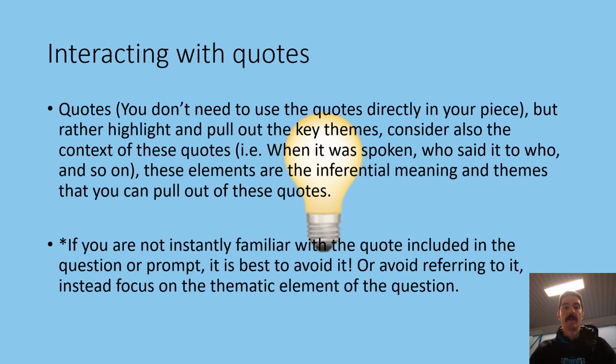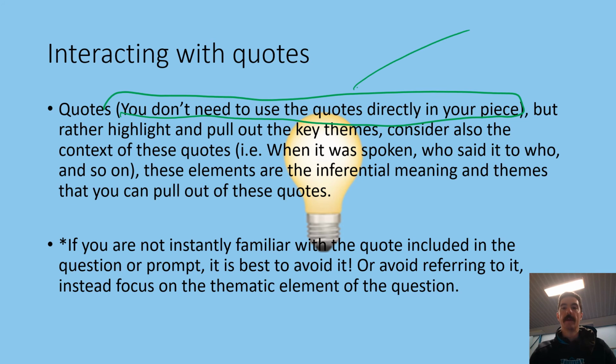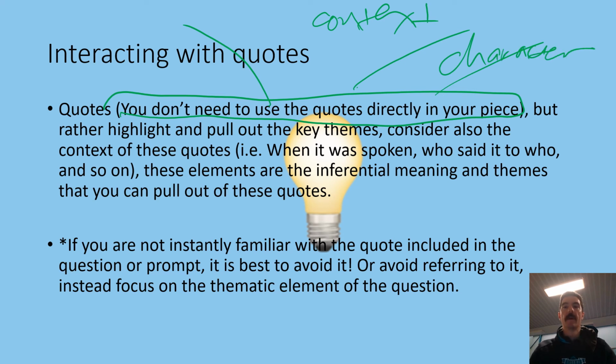Alright, so how to interact with quotes. I'll just read this first and I'll take you through it. So you don't need to use the quotes directly in your piece, so the quotes from the question that is. But as we've done through the piece, you would highlight the quote and you would pull out some keywords, maybe add some context to it from where it happened in the text, who said it, and sort of use that as a bit of a guide. So obviously if they're giving you a specific quote, you could use that as a bit of a hint. Okay, they probably want me to focus on the character who said it, the context where it happened, as well as the key ideas. So it's, again, exploding out the question into as many possible approaches that you could take.